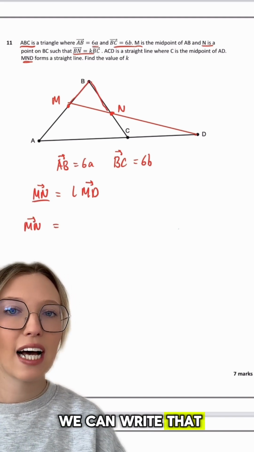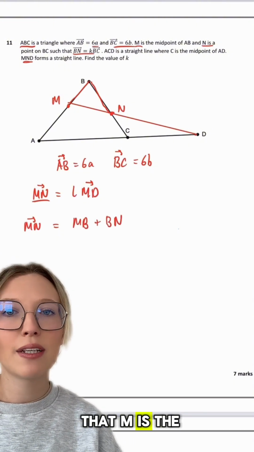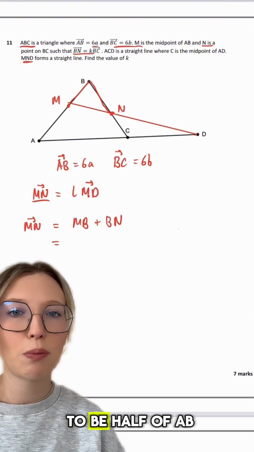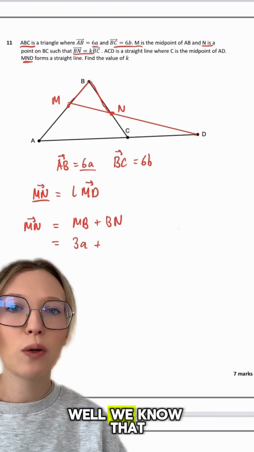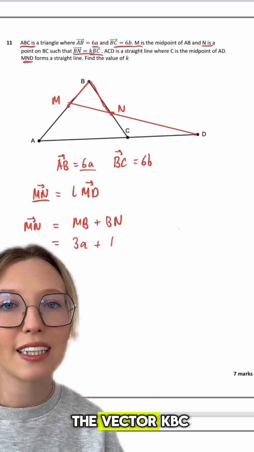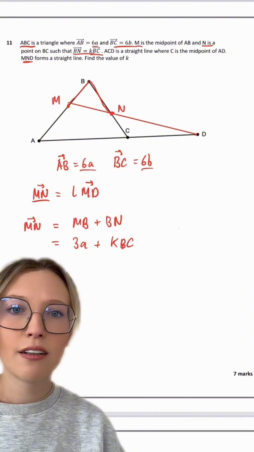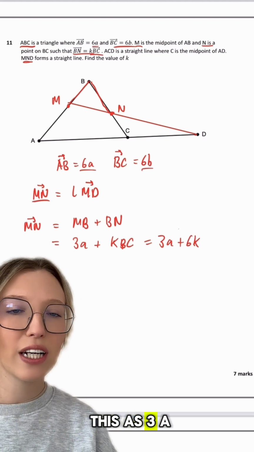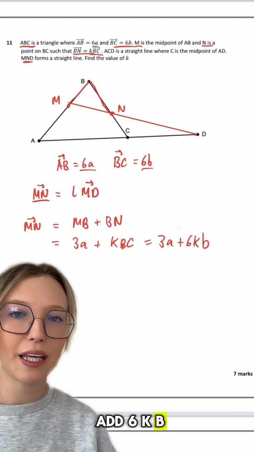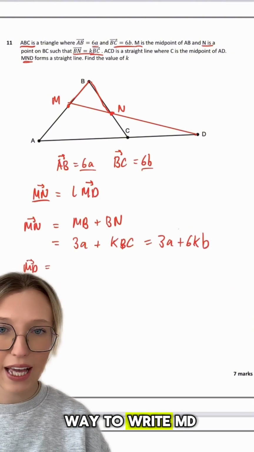So let's take a look at how we can write MN. Well, we can write that as MB add BN. MB, we know that M is the midpoint of AB, so it's just going to be half of AB, which is 3a. And BN is represented by the vector k BC. Now we know BC is equal to 6b, so we can write this as 3a add 6kb.